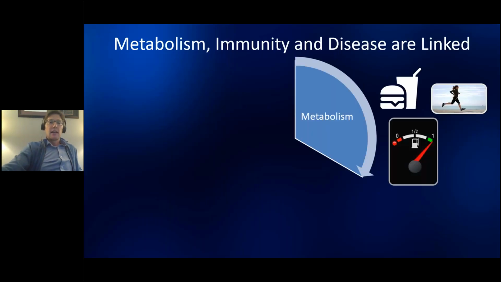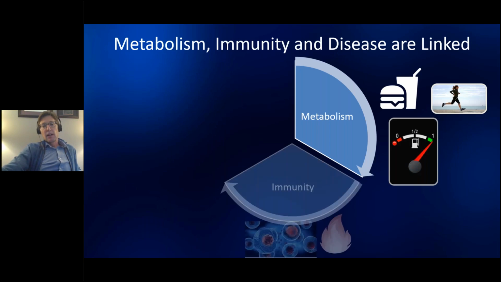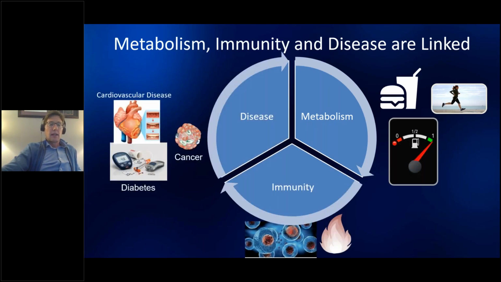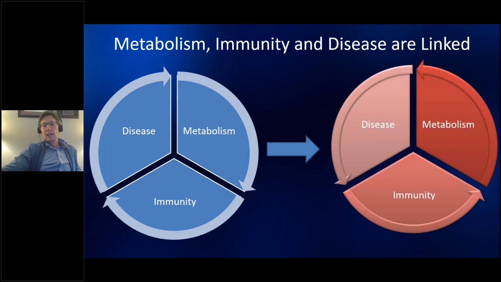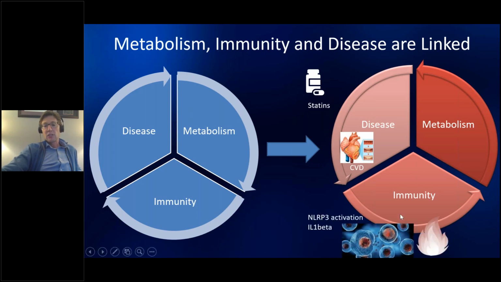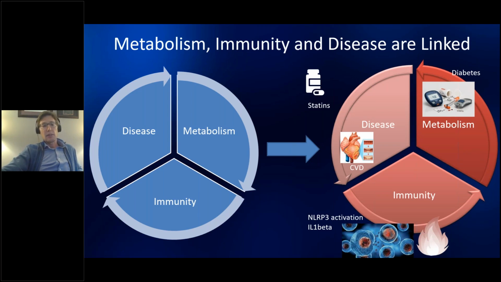So this really highlights the interconnections between metabolism, immunity, and disease development, and how NLRP3 may be critical for that process. Another key concept here is that disease can directly regulate immunity, and immunity can regulate metabolism. This is based on studies where statins, which are used to treat cardiovascular disease, can lead to the activation of NLRP3 and IL-1 beta production, which in turn promotes the development of type 2 diabetes, which we know is associated with statin intake. So in this way, disease and metabolism may be directly linked through the NLRP3 inflammasome.